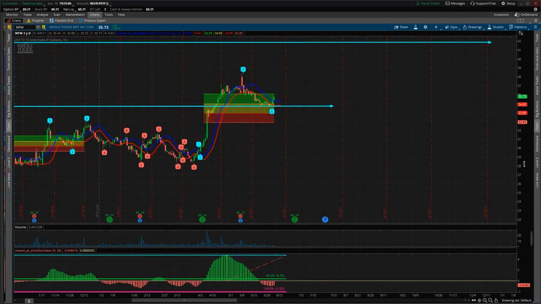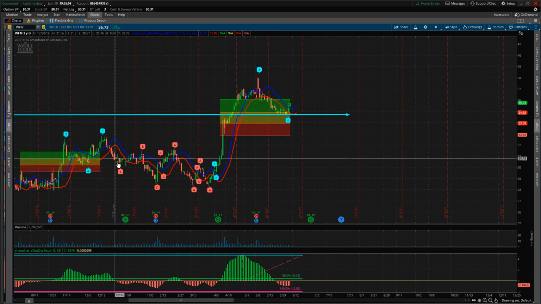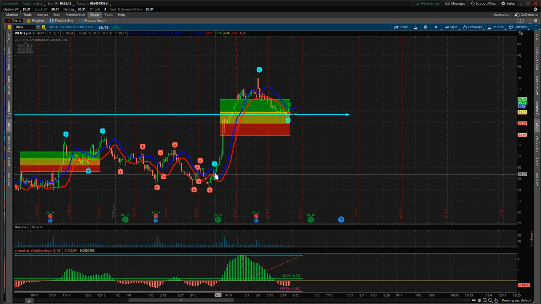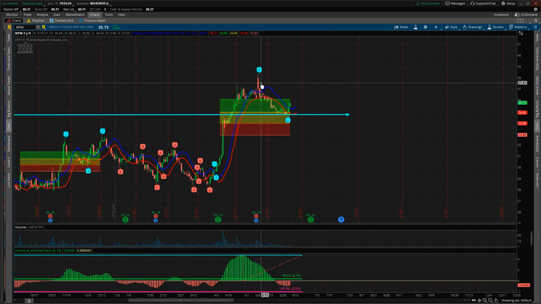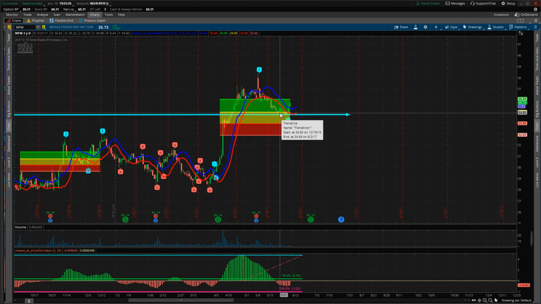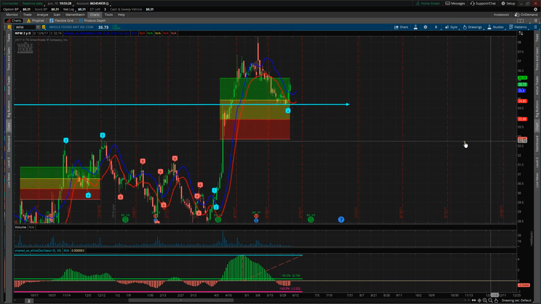So the wave count's good here. I don't have to adjust it, because we've had this corrective phase, and that's correct, going up and down like a roller coaster. Then we've had the 1, the 2. We've had a big pull out through that previous weekly resistance level.